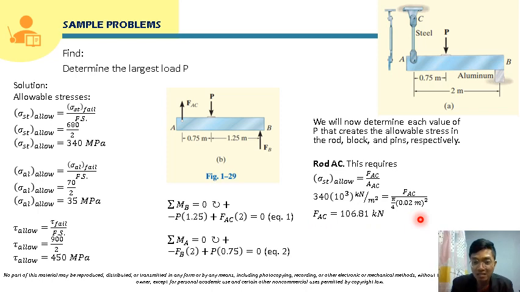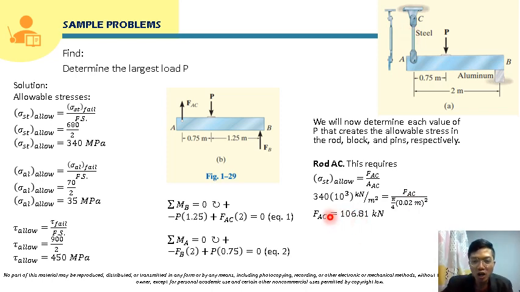We will just substitute that here, so we can now solve for FAC. FAC will be equal to, if you input that in your calculator, 340 times 10 cubed, times pi over 4 times 0.02 squared. That will be 34 pi or 106.81 kilonewton. So the unit here is kilonewton. You have to be accurate with the unit. So this is FAC, the allowable internal normal force for the steel rod.